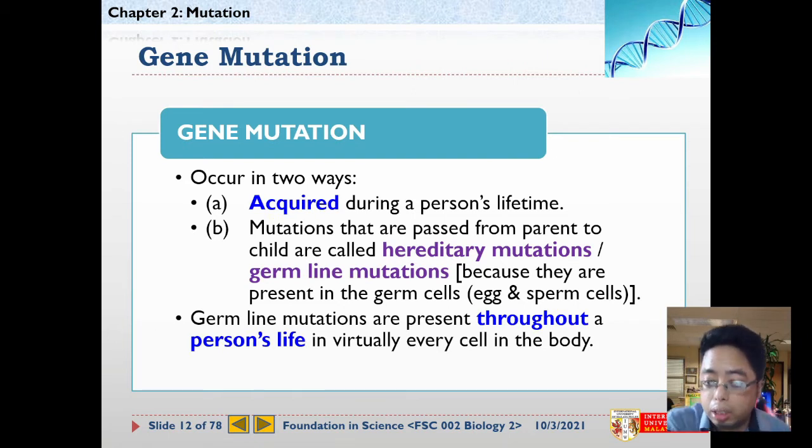So gene mutation is acquired during a person's lifetime or passed down from parents. So parents have that mutation first, and then that mutation somehow happens in the sperm or egg cells, and then the offspring have that mutation. So what does it mean? Because that person has been born with those mutated cells, it means that the mutation will happen in all of his cells for their whole life.